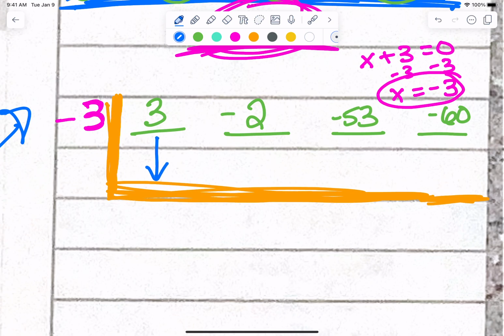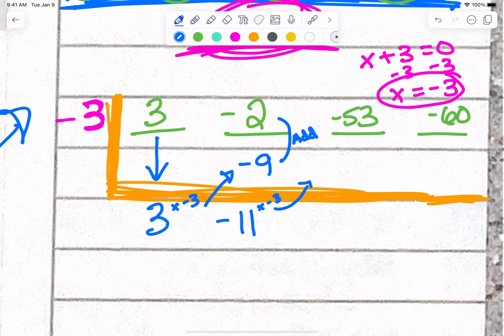You take the 3 and you drop the 3 down. The first number just gets put in that first position. That's it. I haven't actually done any math yet. Got it? The next thing is I take these two and I multiply them together. So I multiply by -3. That is -9. He goes in this spot. Then I add these two, which is -11. Then I multiply by -3.